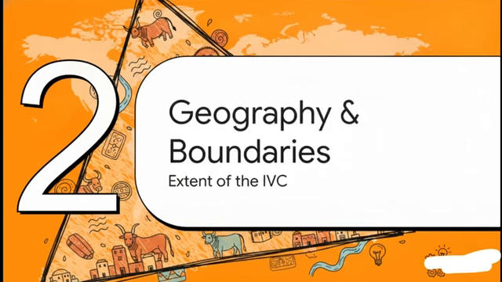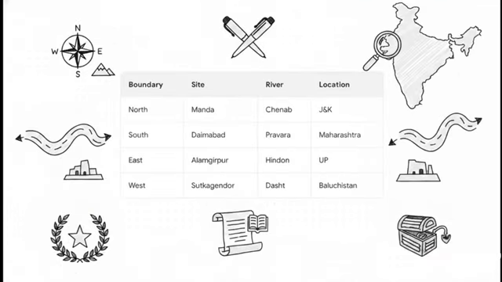All right, Section 2, Geography and Boundaries. Let's map out just how massive this civilization was. We're talking about a triangular spread covering about 13 lakh square kilometers. That is bigger than ancient Egypt and Mesopotamia combined. You absolutely need to memorize this boundary table. It is pure gold for your exams.